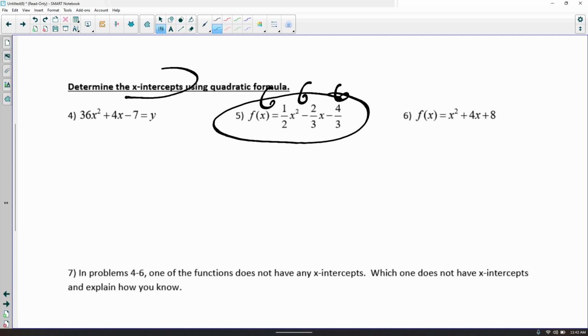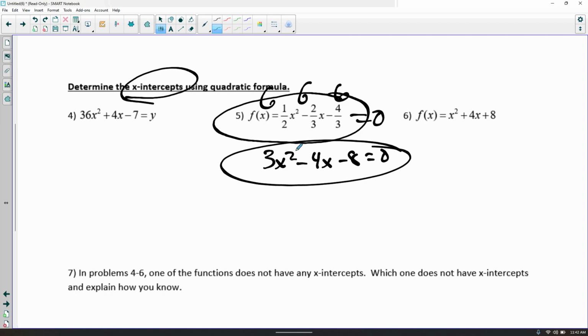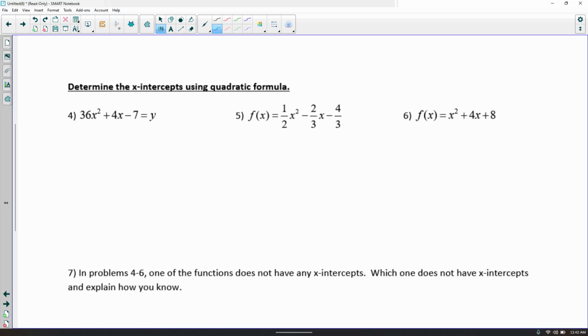If I'm trying to find my x-intercepts, you are setting that equal to 0, so you're allowed to get rid of those fractions. Okay? So that would give me 3x squared minus 4x minus 8. And so I can use 3, 4, and 8. It makes it a lot better than fractions in that quadratic formula. You can always multiply by your common denominator and get rid of your fractions. You never have to work with fractions in your quadratic formula, because your quadratic formula is solving. Does it make sense? So you can get rid of your fractions anytime you want to.